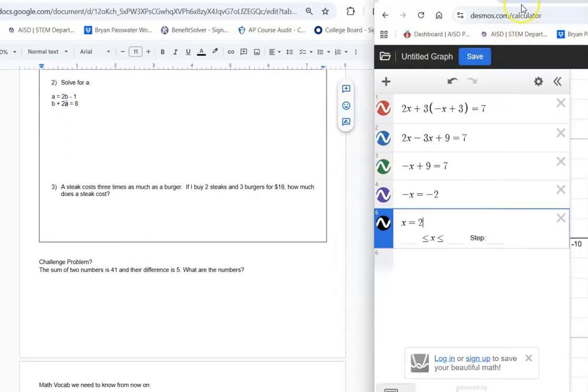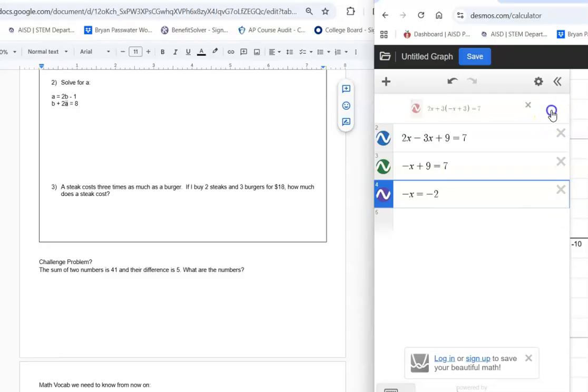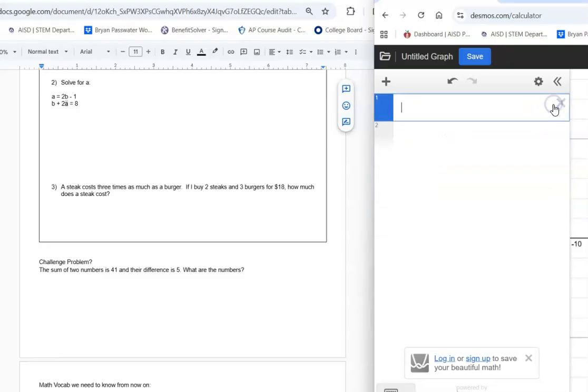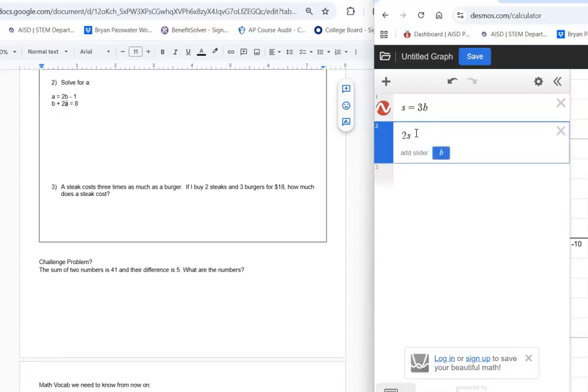The word problem for number 3, I'm not going to do it for you, but I'll help you translate it. So steak costs 3 times as much as a burger. So that means steak as an S is equal to 3 burgers. That's what that is. If I buy 2 steaks and 3 burgers for $18, how much does a steak cost? Okay, so that second part, the if part, is saying 2 steaks and 3 burgers are 18 bucks. All right, so that's how you translate it.